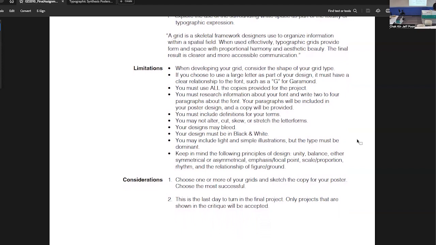Okay, what we consider: choose one or more of your grids and stretch the copy for your poster. Choose the most successful. The grid I gave you is one you can use for this, for poster number 7, which you already finished, or you can create your own grid. There's no need to follow those grids, and it's easy to create your own grid with guidelines in your programs.